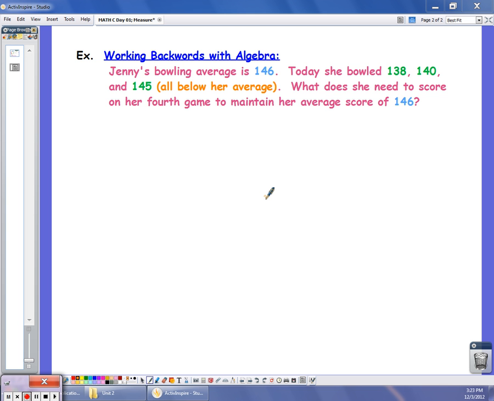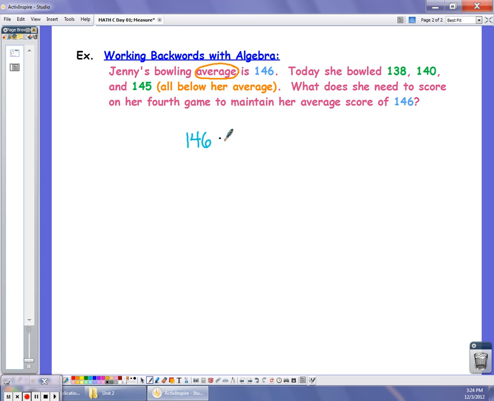And we do know that this problem has to deal with mean because of the word average. In order to find the average, we need to add up all of the numbers and divide by however many numbers we have, and that's going to give us our average. But in this particular case, they told us the average. The average score is 146.